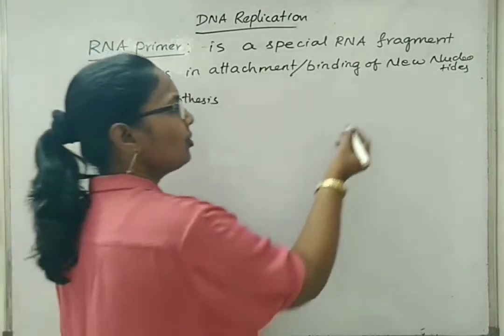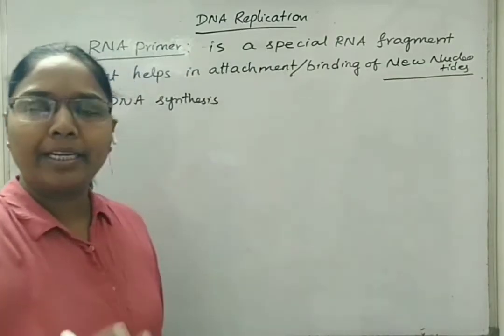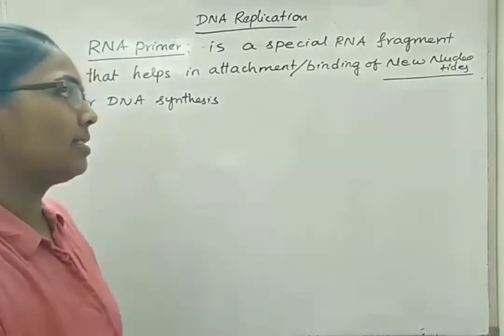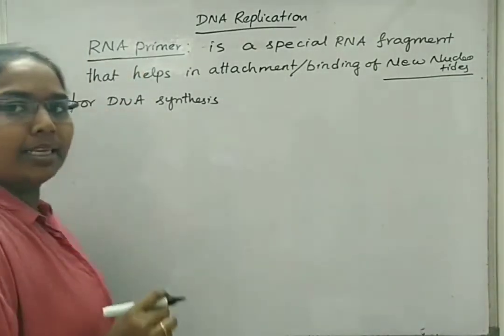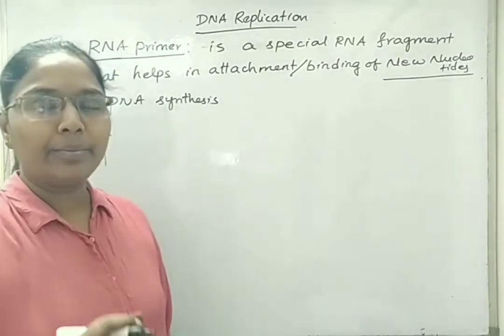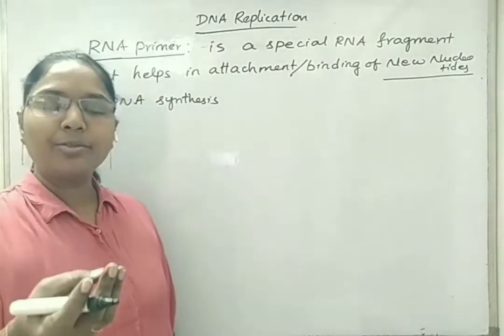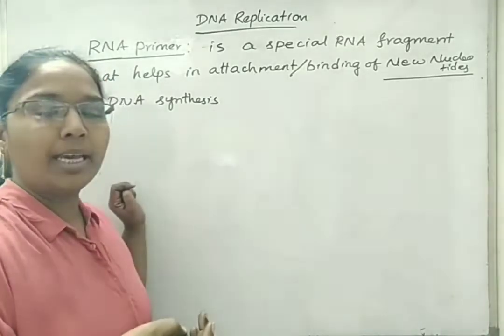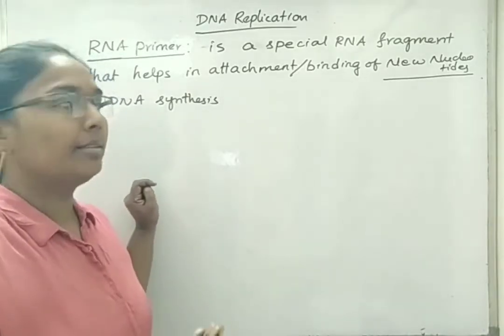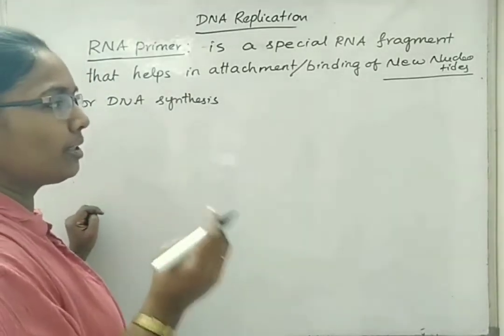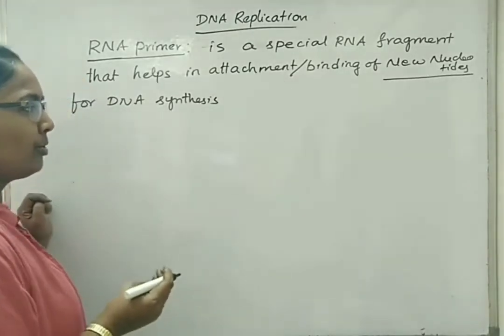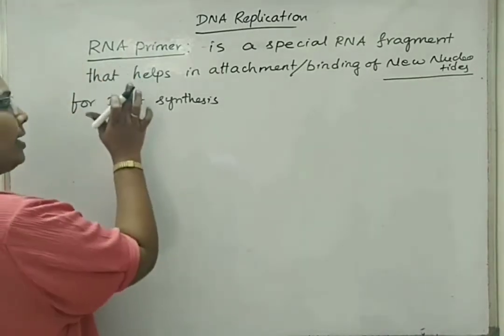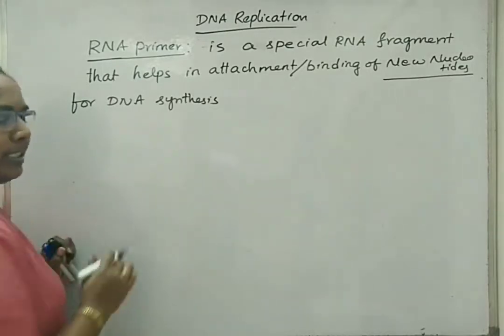It means that those nucleotides will be having the composition of pentose sugar, that is deoxyribose sugar, plus phosphate plus nitrogen bases. But this is an RNA fragment. Basically, we know that the nucleotides of an RNA fragment will be having nitrogen bases like adenine, guanine, cytosine and uracil. But the nitrogen bases of DNA will be adenine, guanine, cytosine and thymine. And the pentose sugar in case of DNA will be deoxyribose pentose sugar. In case of RNA, it will be ribose pentose sugar. But this RNA fragment helps in attachment of the nucleotides for new DNA synthesis.